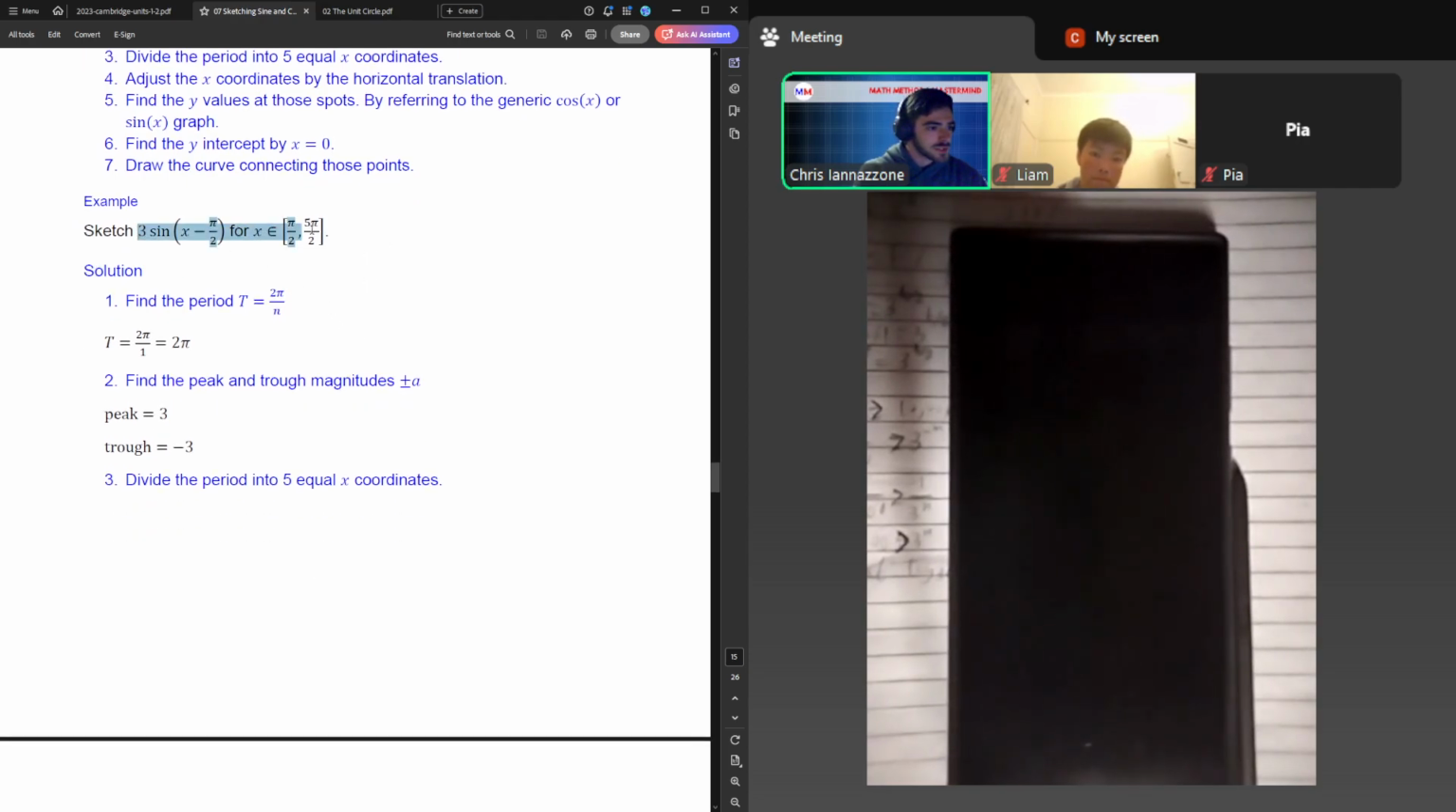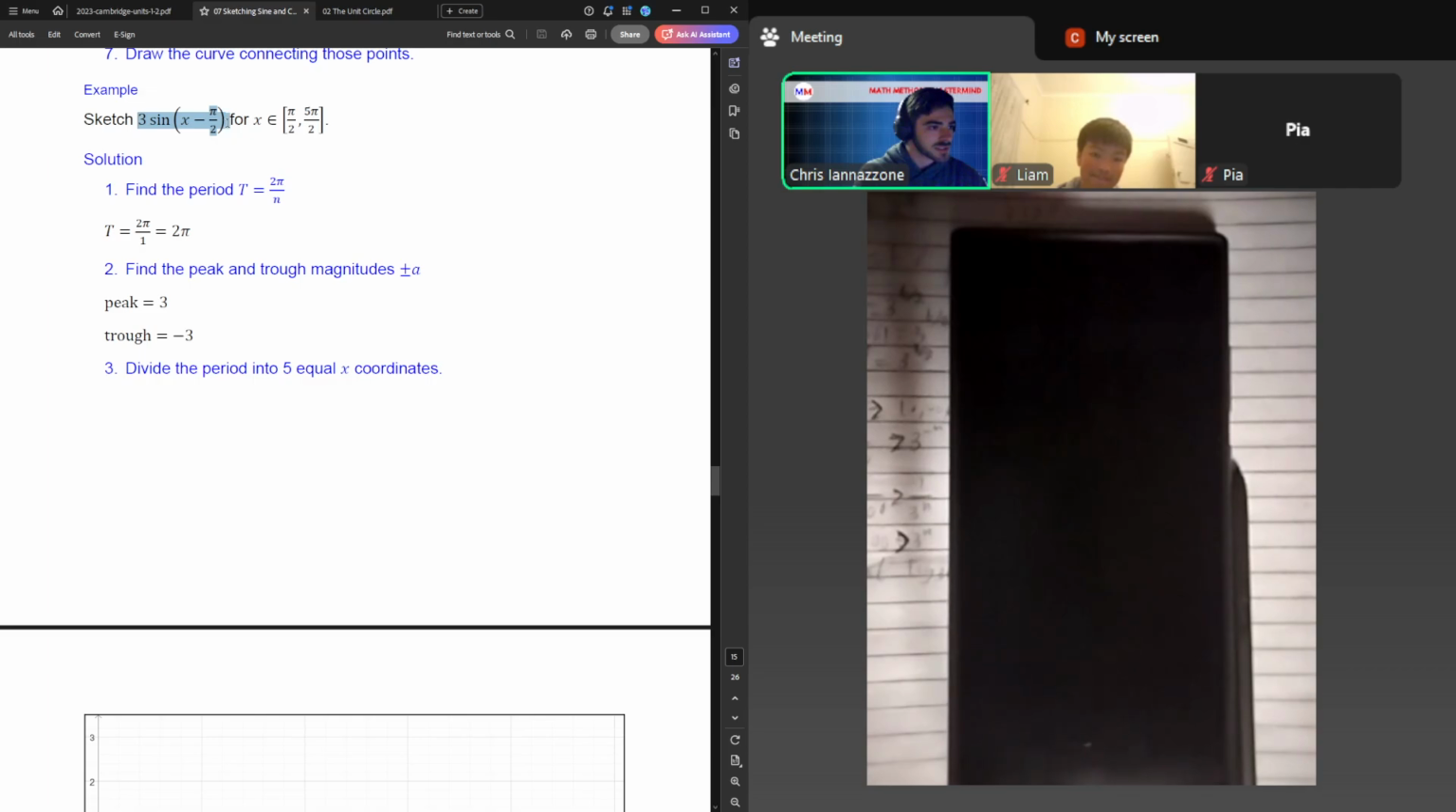All right, let's put it together. So we're going to sketch this graph, 3 sine of x minus pi over 2, and we're going to do it over this particular domain. So period, peak and trough, nothing too crazy from what we did before.